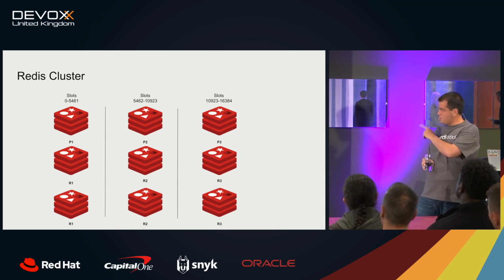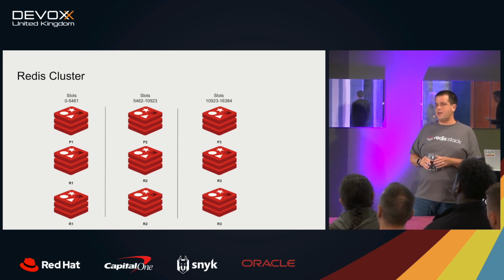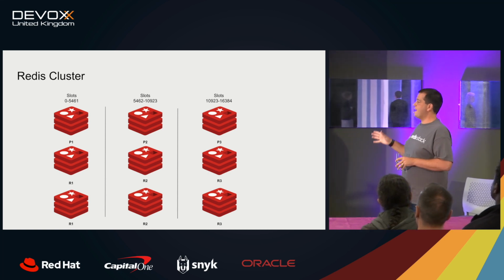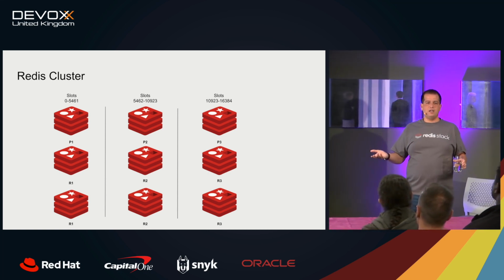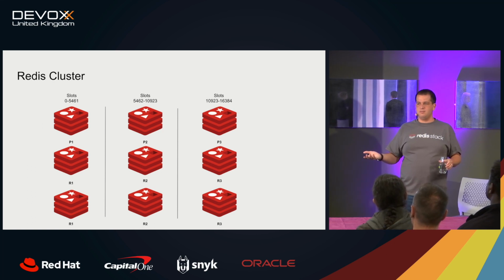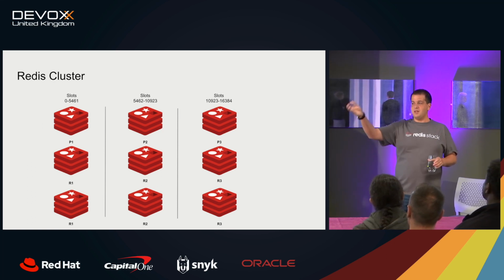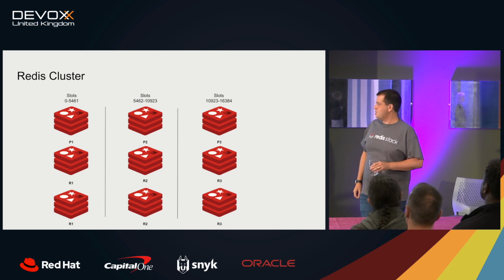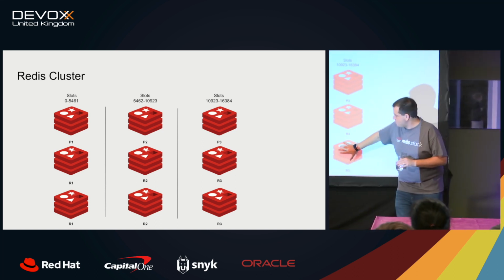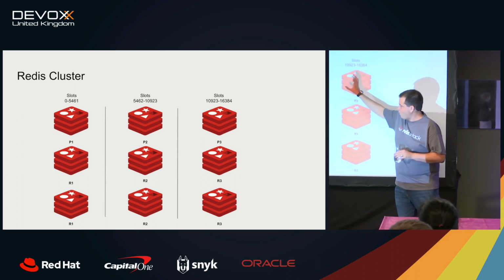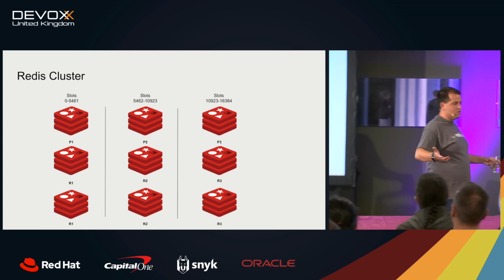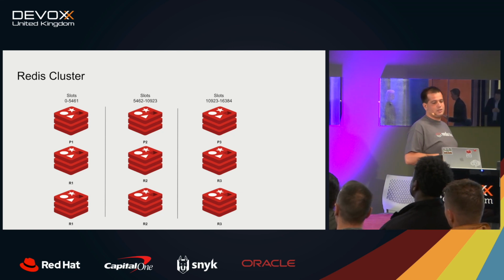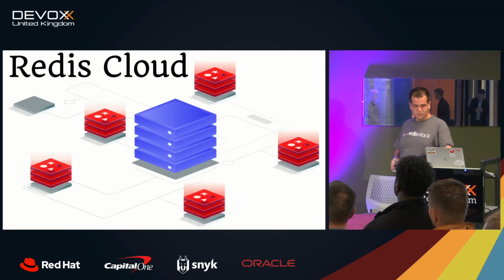A trick with Redis cluster and with Redis Sentinel for that matter is that you always want to have an odd number of instances. And can anyone think of why you'd want to have an odd number of instances? Split brain. Yes, split brain. So if we had eight, if we just remove this one down here and took four of these offline, the other four wouldn't be able to determine if they have a quorum to elect a new set of primaries.